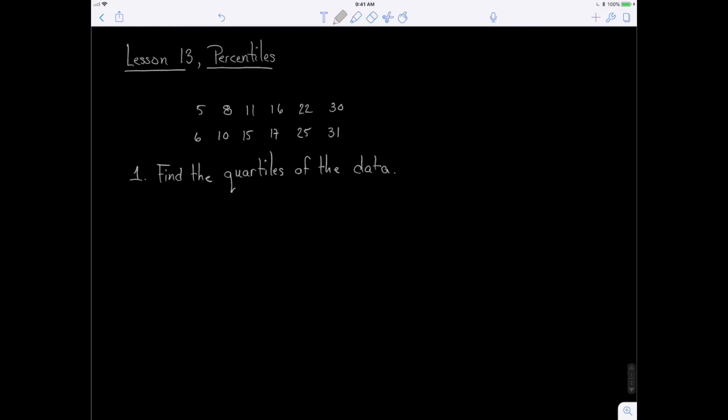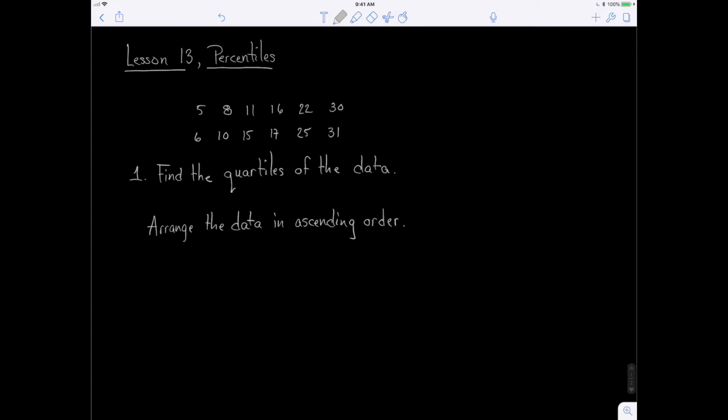Now, in order to find the quartiles of the data, the very first thing that we have to do is arrange the data in ascending order, from the lowest value to the highest value. So let's do that. The first thing we need to do is arrange the data in ascending order. All right, so let's see.